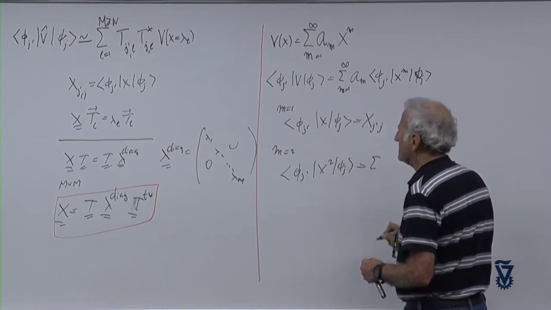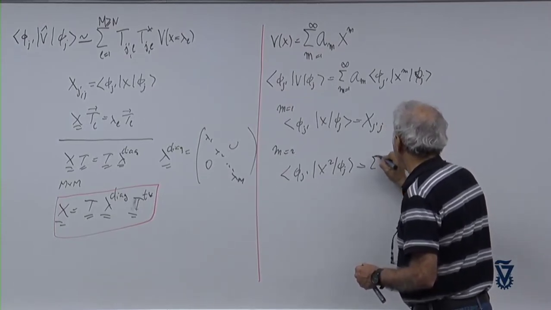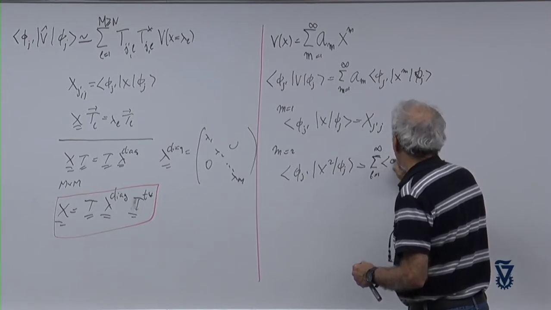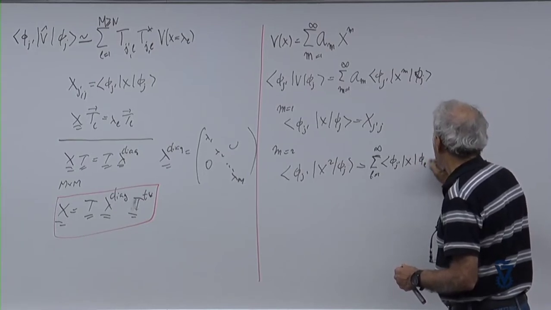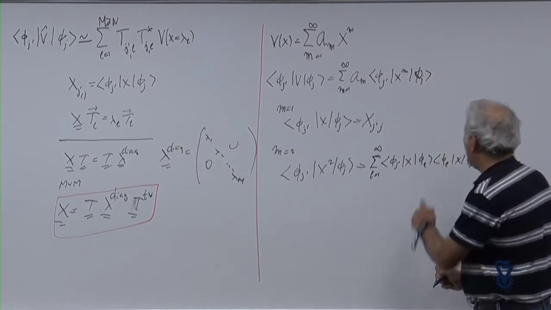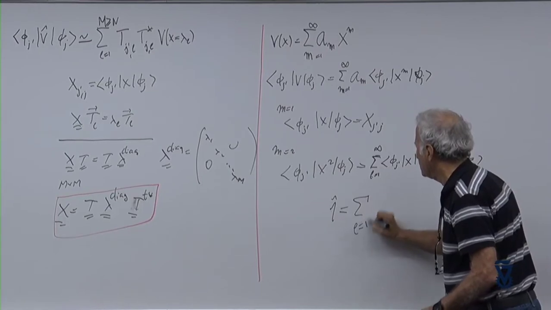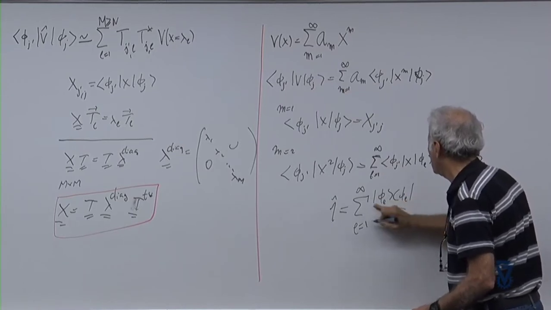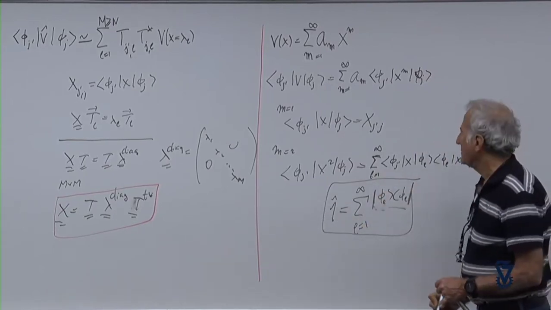For m equal to 2, we have phi j prime x squared phi j, and we can write it as a summation from l equal 1 to infinity of phi j prime x phi l, x phi j, when we use the fact that this is the unit operator. This is what we use.